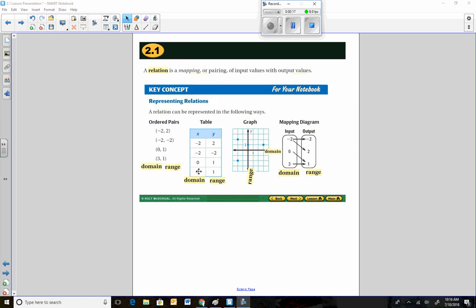You have a table where the left side is domain, the right side is range. You have a mapping diagram. The left side is domain, right side is range. And of course you have a graph where you have to have that X and Y value. Domain is your X and range is your Y.